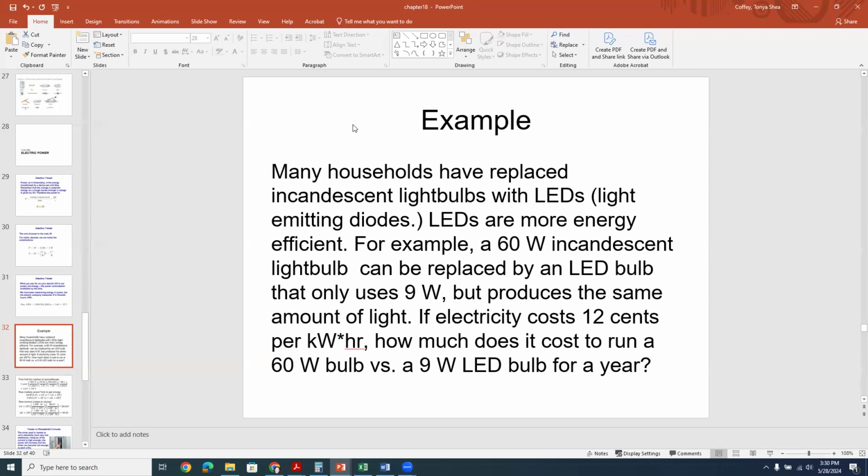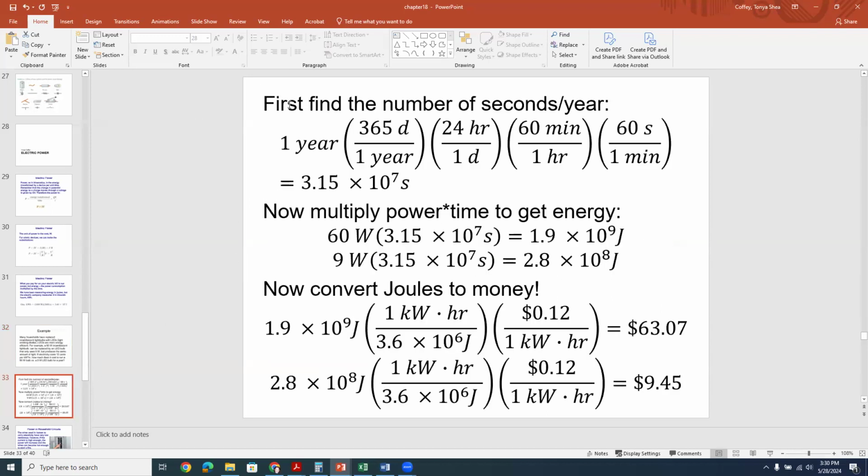Now, if electricity costs 12 cents per kilowatt hour, how much does it cost to run a 60-watt incandescent light bulb versus a 9-watt LED bulb for a year? So let's talk about that. All right, so first we need to find the number of seconds in a year.